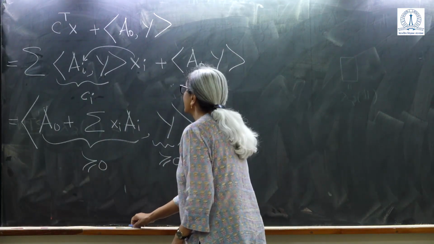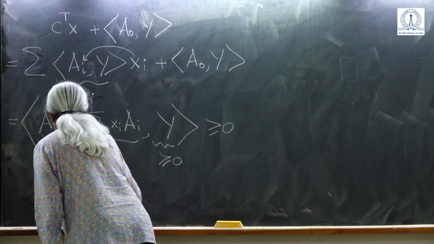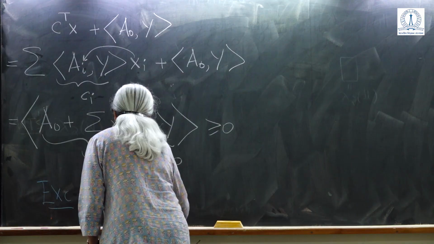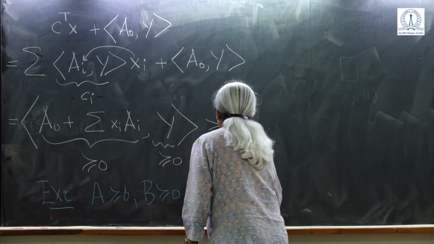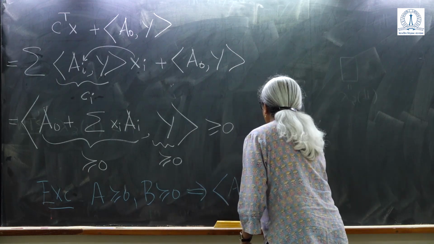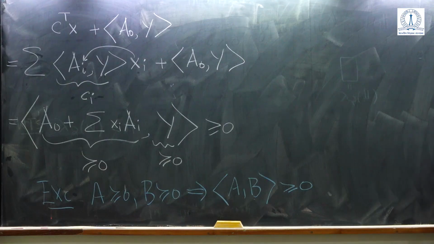What we're using is this exercise: show that if A is PSD and B is PSD, then the inner product is always greater than or equal to 0. Does anybody see quickly how to do it? Trace of AB, right? I got half answers. Do you have an answer?